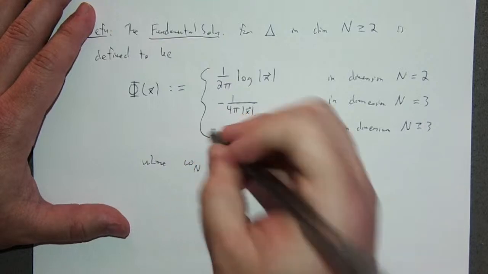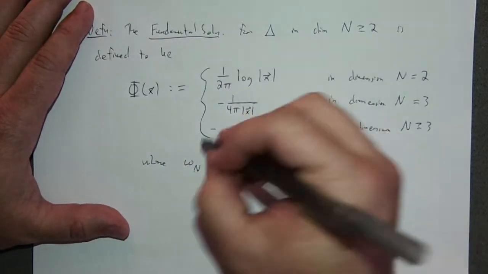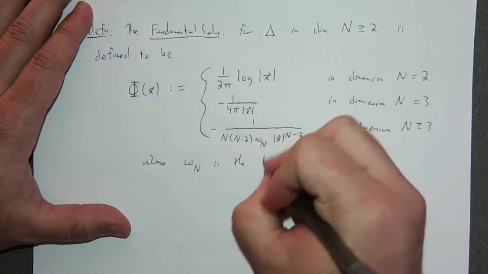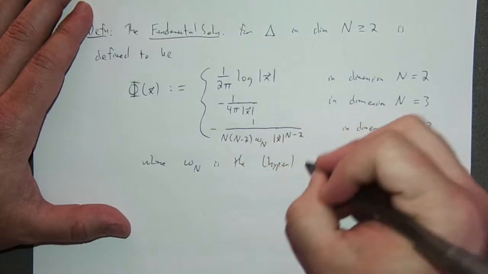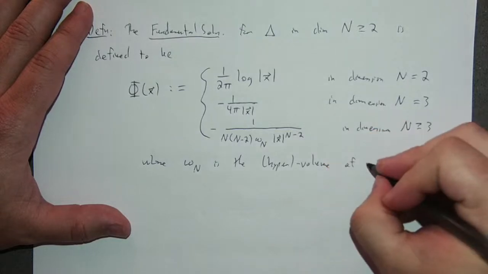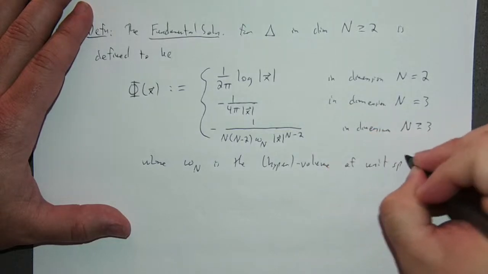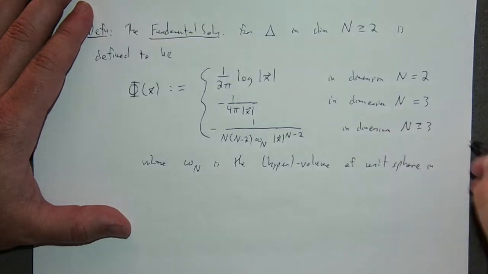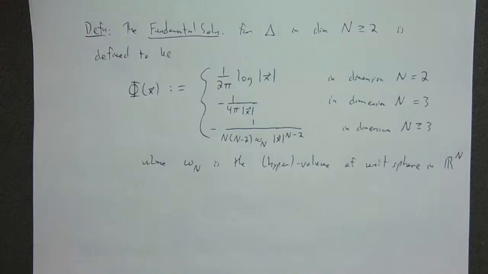this omega sub n is, if you like, you can call it hypervolume. We'll just call it volume normally. So it's the hypervolume of the unit sphere in R^n, right? Which that volume depends on n. You can check this real quick by computing volume in the dimension 2 case and the dimension 3 case. Those are not going to be the same.